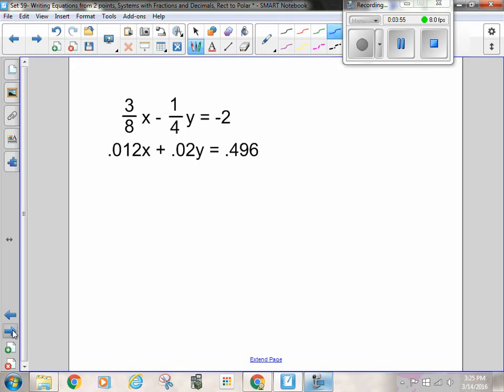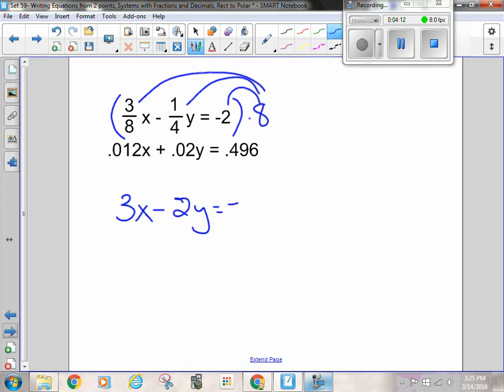So I'm just going to, just like I would in any of my other algebra problems where I want to get rid of the denominator, multiply by the least common multiple. Every single part of that gets multiplied through. So I get 3x minus 2y equals negative 16. Now I'm dealing with just whole numbers. Makes it a lot nicer.